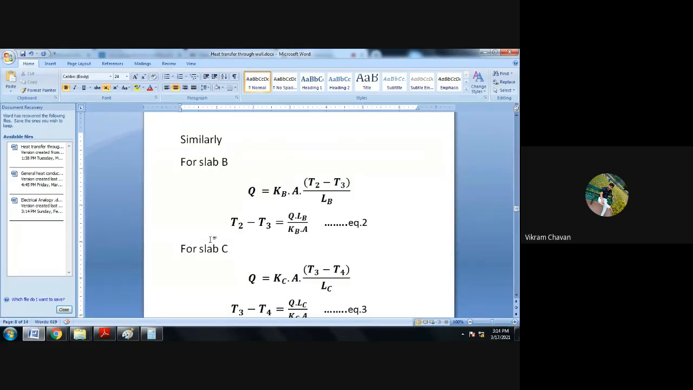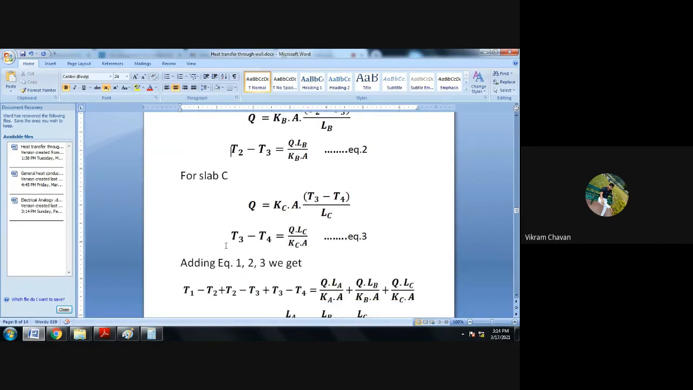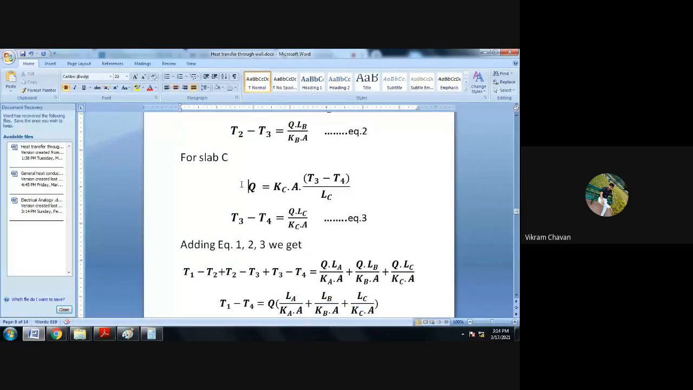Similarly, for slab C or wall C, the heat transfer rate will be given as Q is equal to K suffix C multiply by area capital A multiply by T3 minus T4, whole divided by L suffix C.